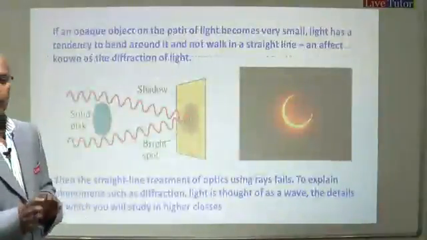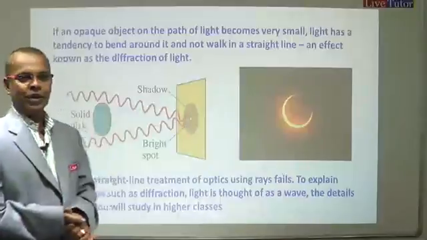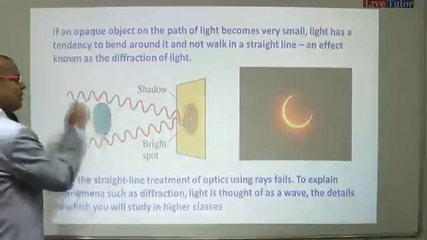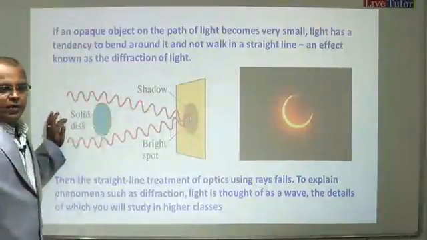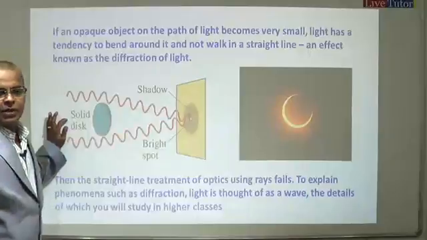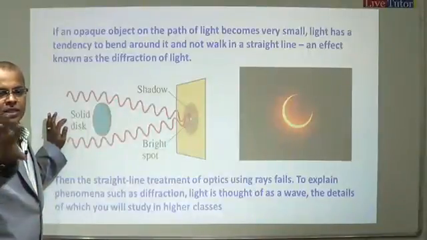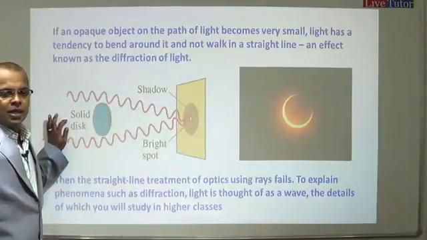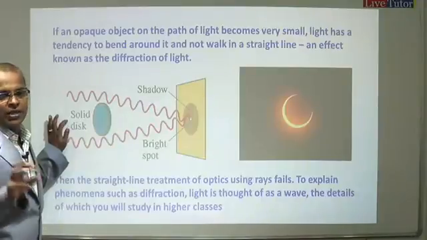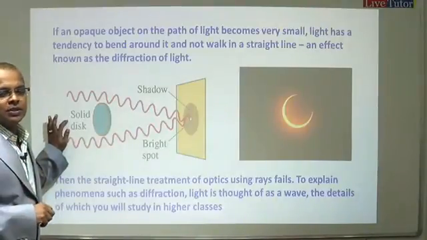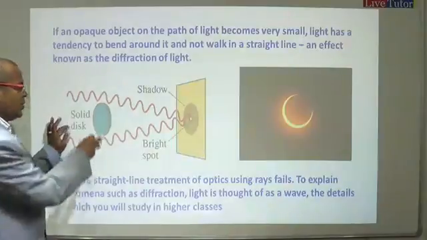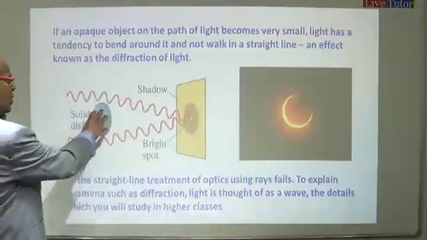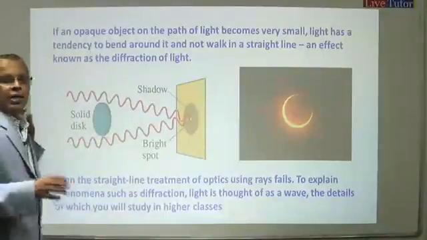But on the contrary to this fact, if an opaque object on the path of light becomes very, very small, like you take the example of the sun. The sun is giving out light, right? In between, the moon is coming, right? When you compare the distance of the sun and the moon, it is very, very large when compared to the size of the moon, isn't it? Similarly, here also you can see, I am keeping a small solid disk, right? That means the object is a small one.